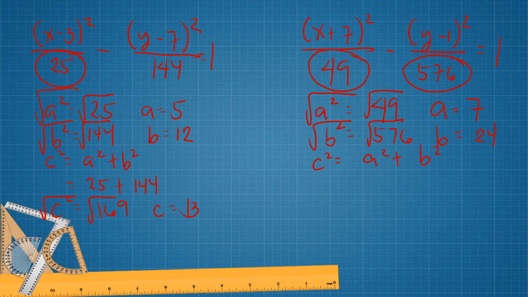Now, to find the value of c, we need to use the formula c squared equals a squared plus b squared. Substituting all the values, instead of writing a squared, we're going to write 49. And instead of writing b squared, we're going to write 576. So therefore, c squared is equal to 625. Squaring both sides, we can get the value of c, and c is equal to 25. Therefore, the values of a, b, and c are a equals 7, b equals 24, and c equals 25.